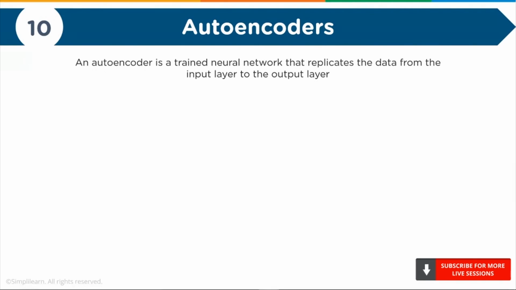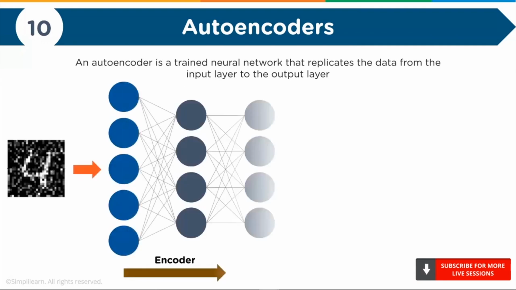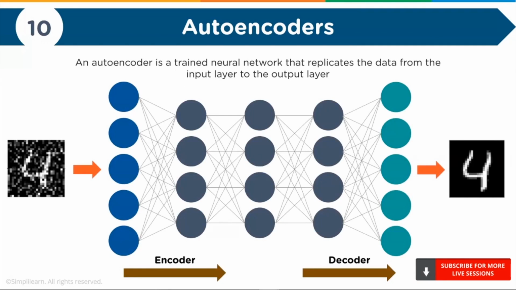Autoencoders are a specific type of feed-forward neural networks where the input is the same as the output. Autoencoders were first designed in the 1980s by Geoffrey Hinton to solve unsupervised learning problems. It is a trained neural network that replicates the data from the input layer to the output layer. An autoencoder consists of three main components: the encoder, the code, and the decoder.